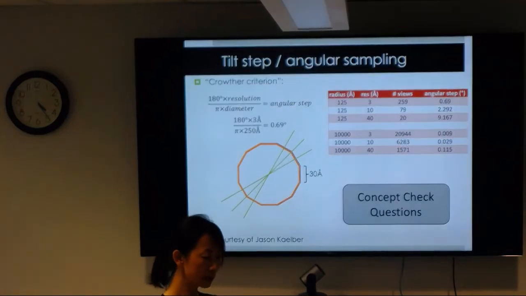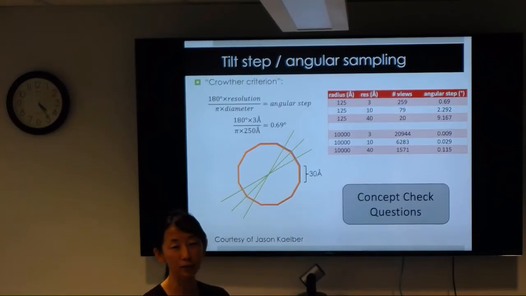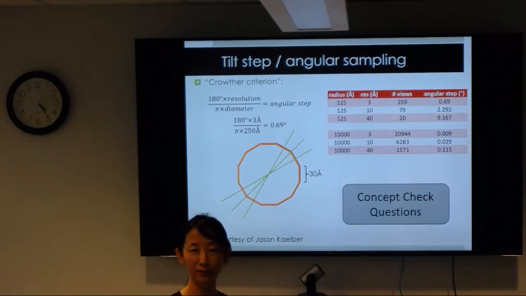So how do you decide the tilt step and angular sampling? How many degrees, how many images do you want to take? What factors do we have to consider?